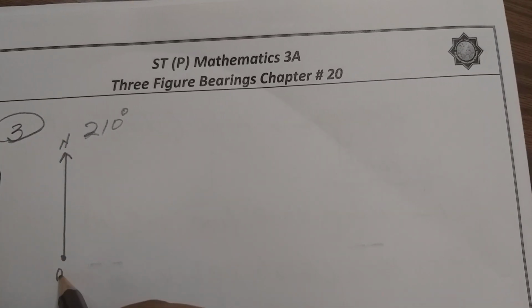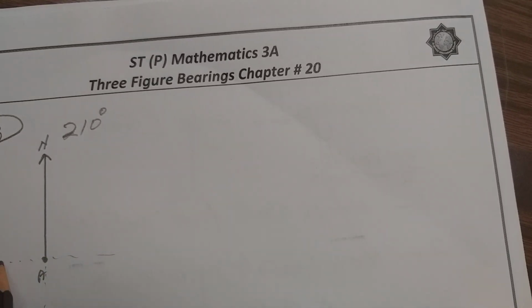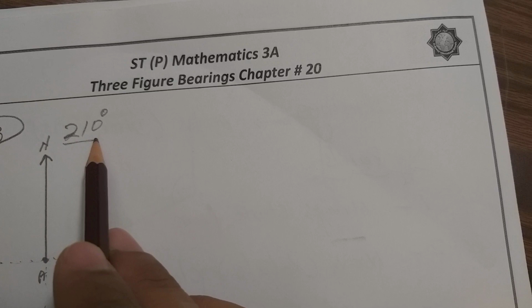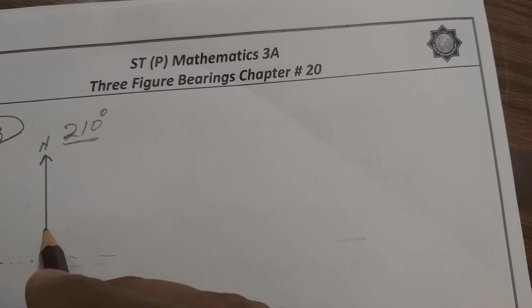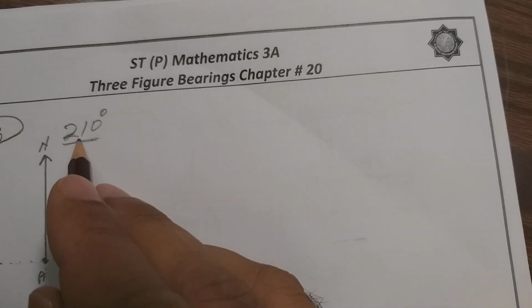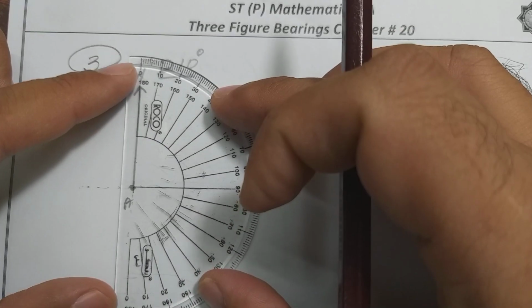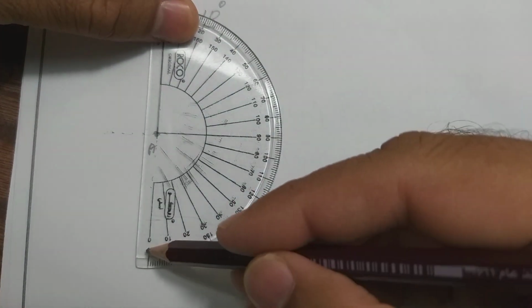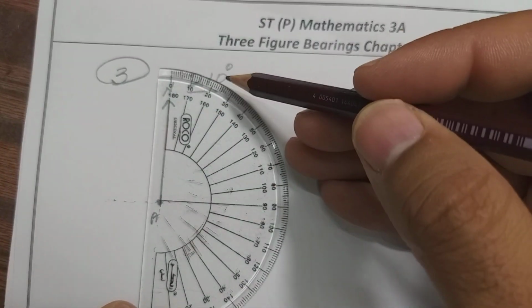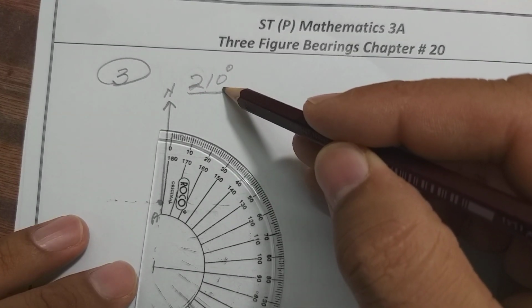So let's suppose this is point A. If we draw, we know this is 90 degrees, this is 180 degrees, and this is 270 degrees. I need to find the direction 210 degrees. So it means we should start every time from the north towards what line? If you observe the protractor, the maximum angle is 180. So 210 is more than 180.